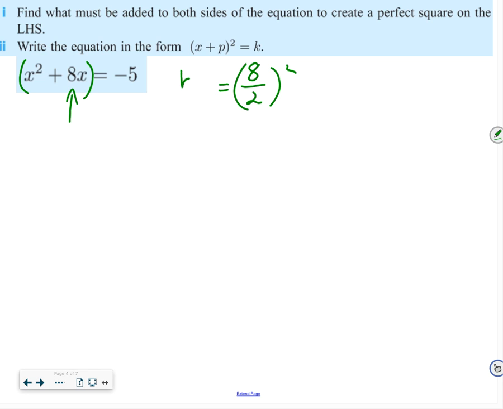That was from our previous slide: b divided by 2 squared. That's always what's added to both sides. 8 divided by 2 is 4, squared. 4 squared is 16. So 16 is my answer to that part.